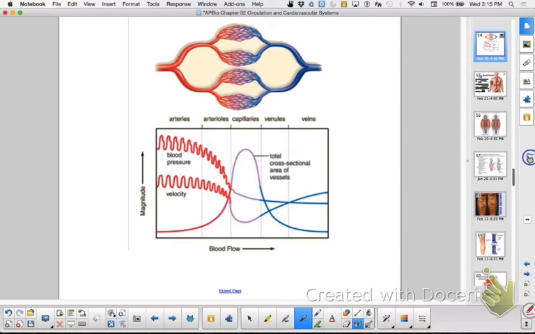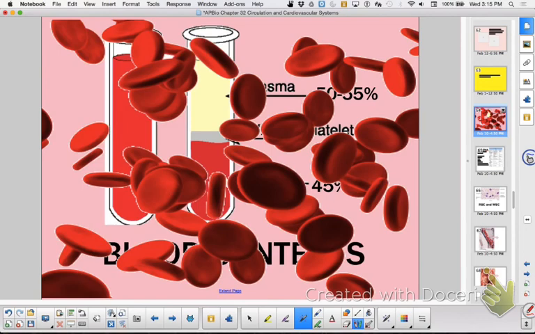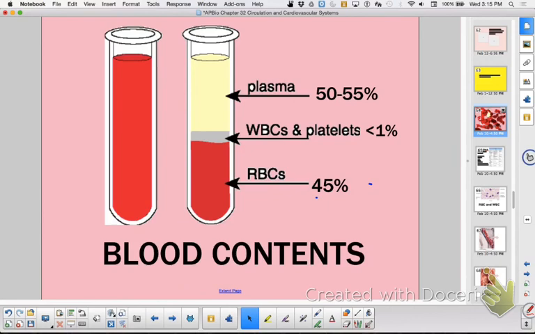Okay. Last but not least, blood. Okay, blood, you have formed elements and you have the... Yeah, what do we call that? Plasma. Plasma, good. What is plasma mostly made out of? Water. Water, good job. Of the formed elements, what are your formed elements? Red blood cells, white blood cells, platelets. What are platelets for? Clotting. Clotting. What are red blood cells for? Oxygen. Oxygen. What are white blood cells? Immune. Good. Plasma is mostly water.